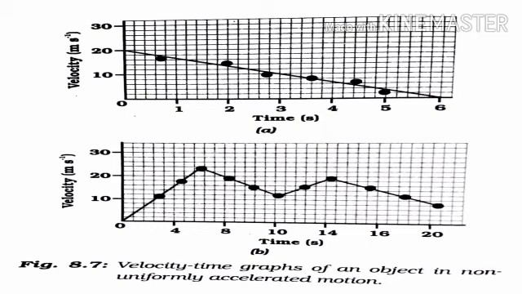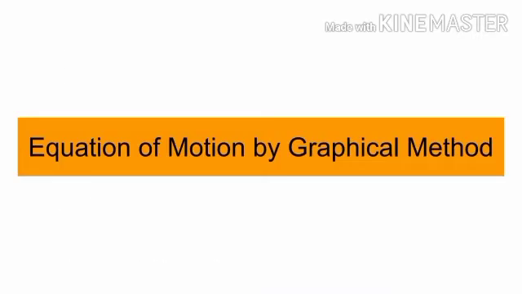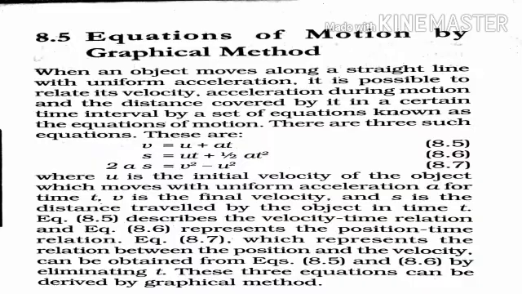In the previous slide, we gave you an equation from NCERT to find the area covered by an object. Here is the graph that shows the velocity-time graph of an object in non-uniformly accelerated motion. Now we are going to learn about the equations of motion by the graphical method. Please refer to NCERT while reading the lecture. In the following lecture I have usually followed the NCERT book. I will teach only the main points in that.